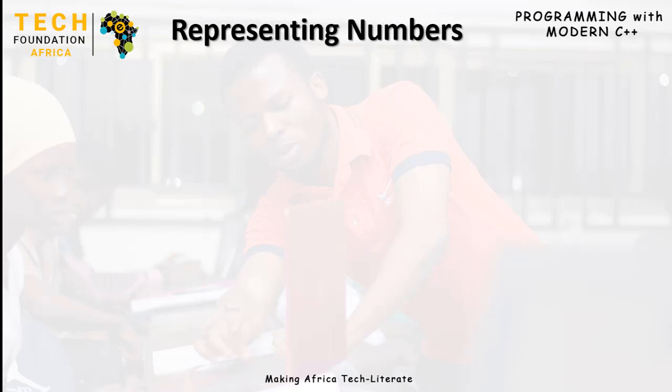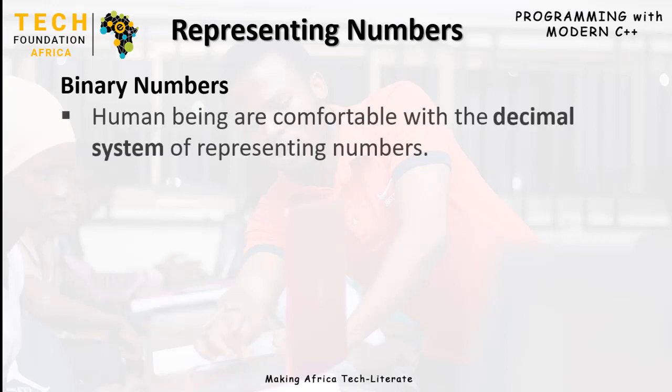So let's look at how numbers are represented in a C++ program. Let's start off with binary numbers. Human beings are actually comfortable with decimal systems, and when we talk of decimal systems, we mean base 10. We count in base 10, and this could probably be because we have 10 fingers and 10 toes. Is that okay? So we can use them for counting.